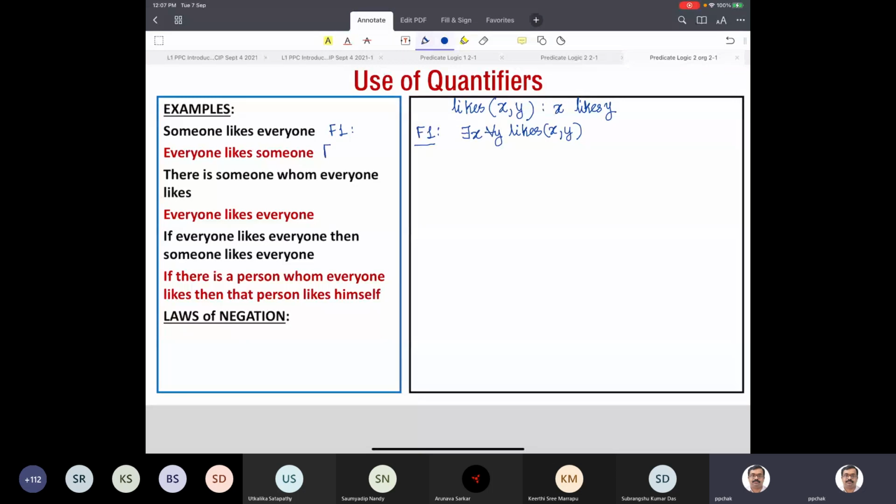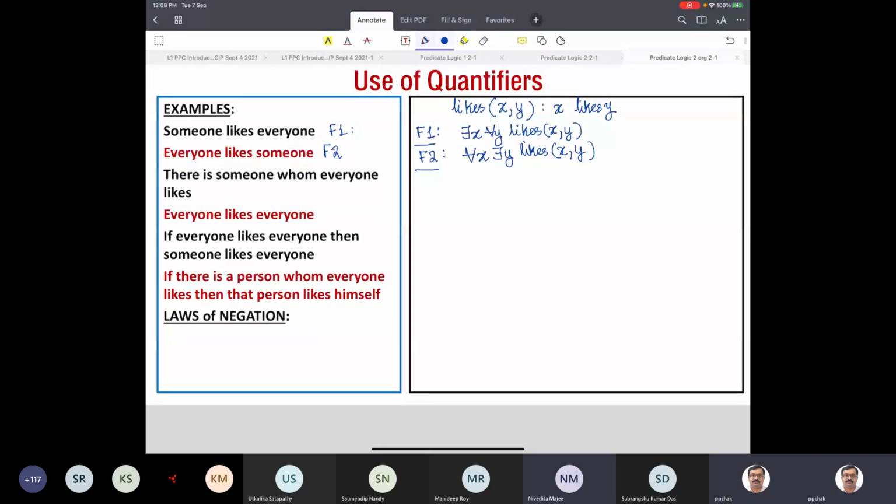Then if this is F1, what is F2? Sir, F2 will be for all x, there exists y, likes(x, y). Is that okay for others? Nivedita, is this correct? Yes, sir. I feel it's correct.